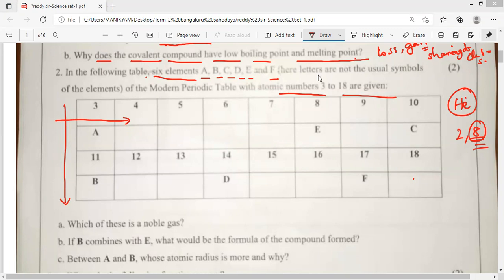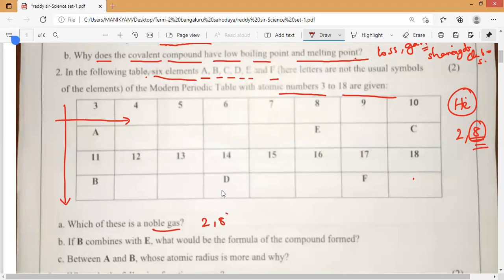Why are you using element names? That is what I am saying. When they are not talking about element names, you are not supposed to use element names. Understand? That is the first point everybody should keep in mind. Unless they mention the names of the elements, you are not supposed to. They are giving only letters, so you have to use letters. So now, which of these is a noble gas they are asking? 2, 8.